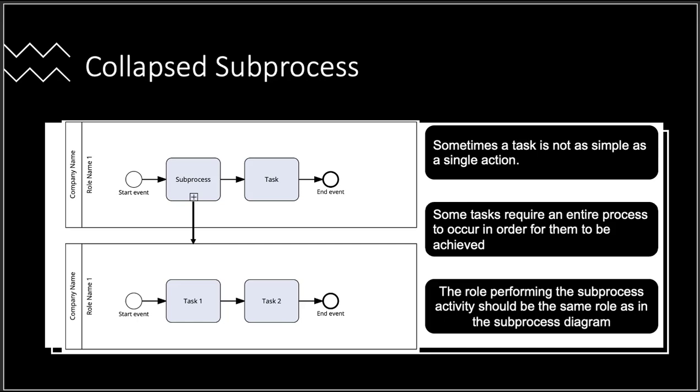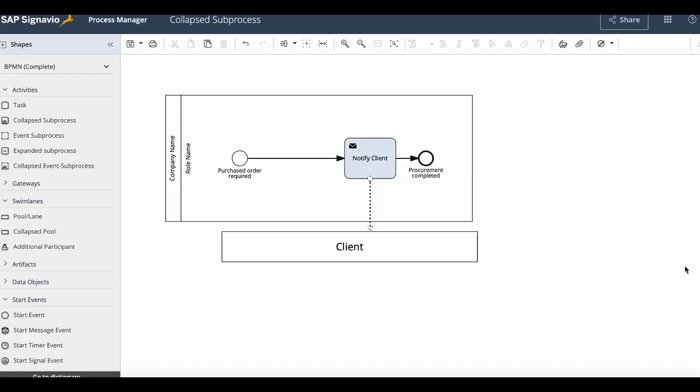As an example, if you're modeling a procurement process, you might have a task for the creation of purchase order. The creation of PO requires a lot of steps and decisions being made to make sure that the PO is ready to be sent to the client. So a subprocess will be required to visualize all the steps of creating a purchase order.